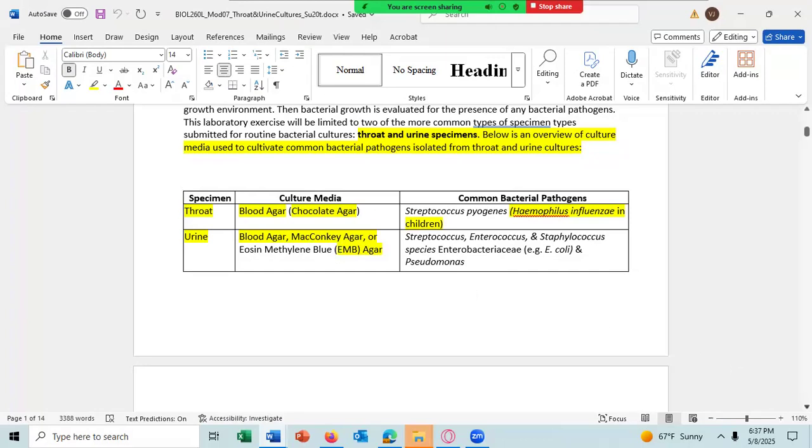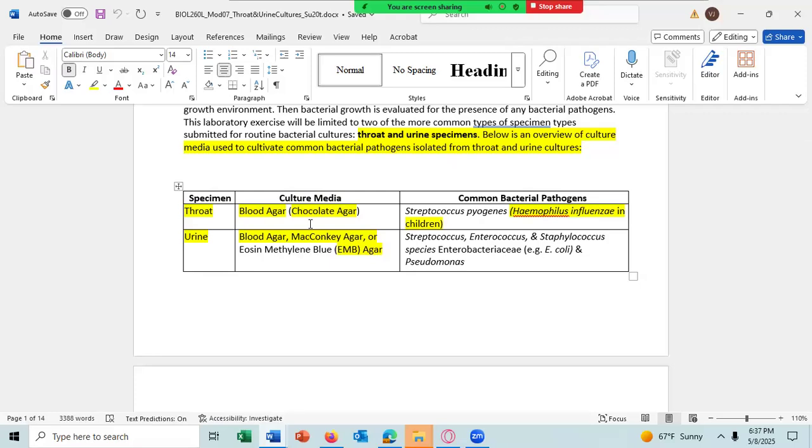All right. Like if you streak the throat of an adult, you only use blood agar. If you streak the throat of a young child or an infant, you'd use chocolate agar. I'm not sure if you would also use blood agar.